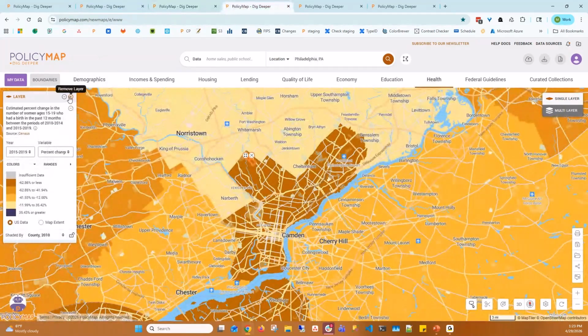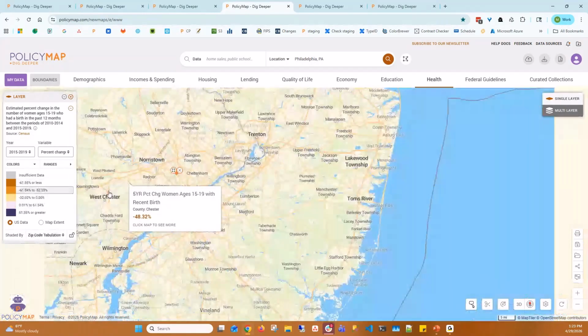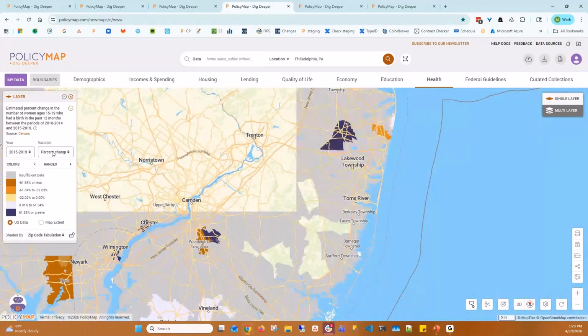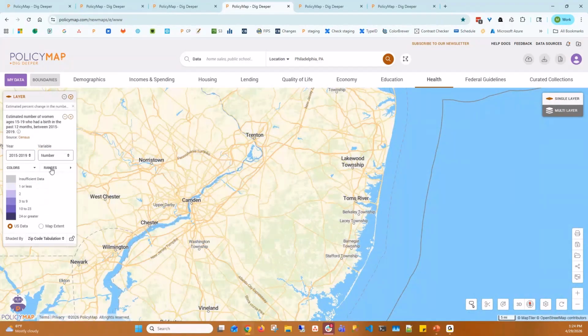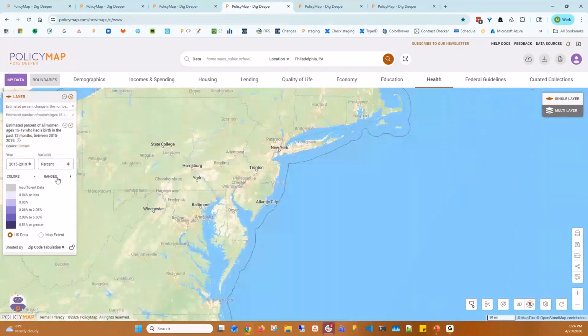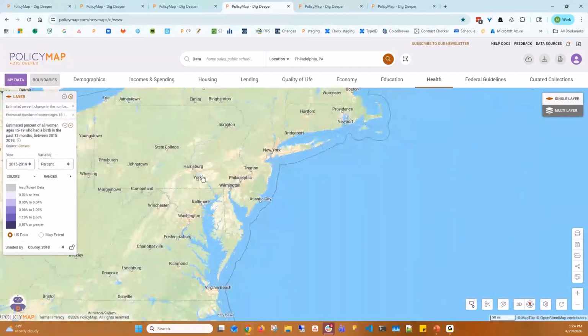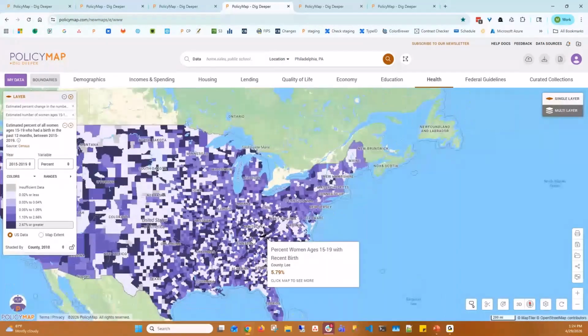Next, I want us to move on to the indicator about women ages 15 to 19 who had a birth in the past 12 months. I think this is something that has been in the news recently, talking about teenage births and understanding fertility and trends over time. So I'm going to zoom out to the United States so we can get a larger picture of the US.